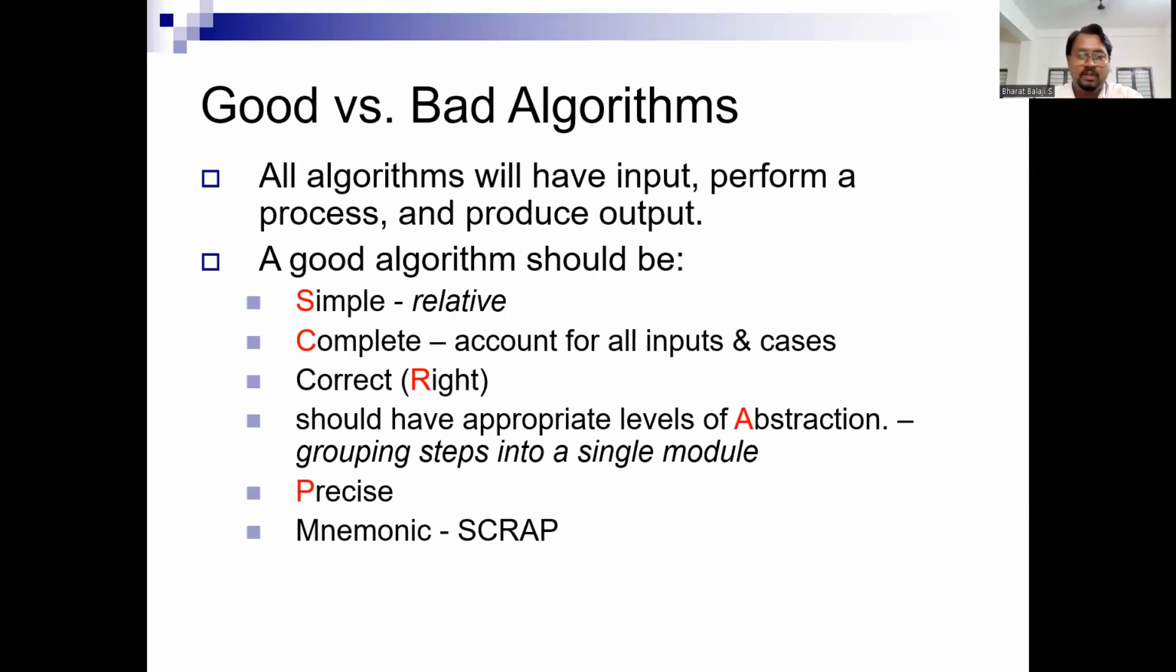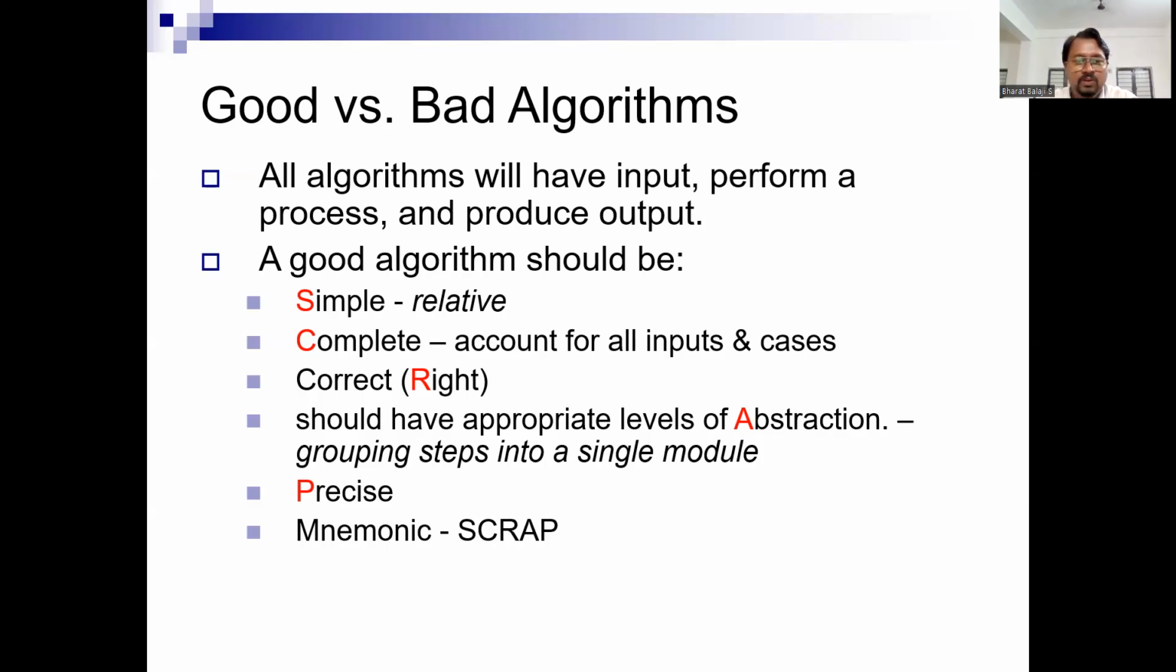Now we are going to compare the good and the bad algorithms. Why are we going to call some algorithms good and others bad? All algorithms will have input, perform a process, and produce output. Whatever the algorithm, problem solving or program we write, everything will have input, and it has to perform some task or operation to produce an output.